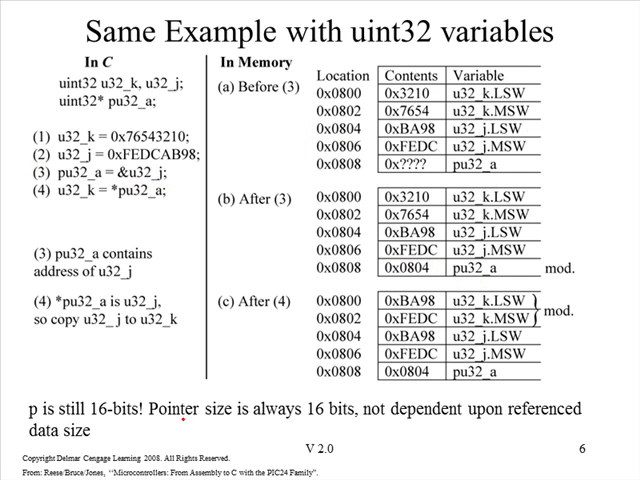So please remember, pointer size is always 16 bits and is not dependent upon the reference data size. It doesn't matter what type it points at. It could point at 8-bit data, 16-bit data, 32-bit data. Pointer size is always going to be 16 bits because it contains an address that's going to point to data RAM.